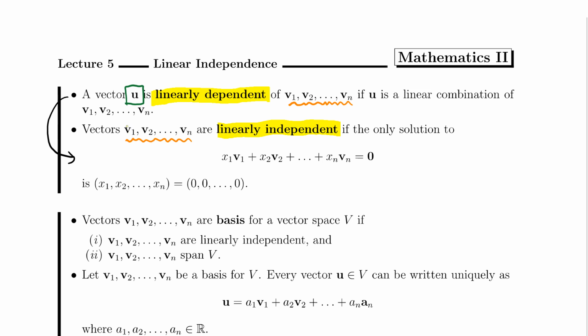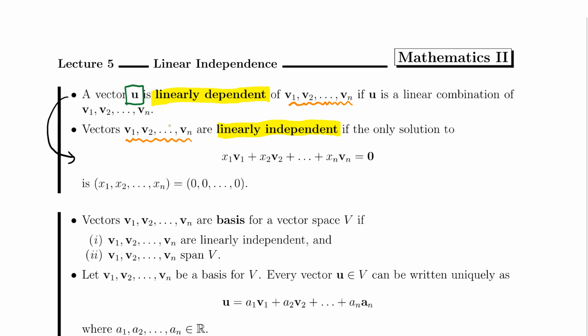So that means these vectors v1, v2, and so on to vn, they are not dependent. So not one of these vectors can be written as a linear combination of the others. In a way, these vectors are kind of unrelated. I cannot write any one as a linear combination of the other vectors.